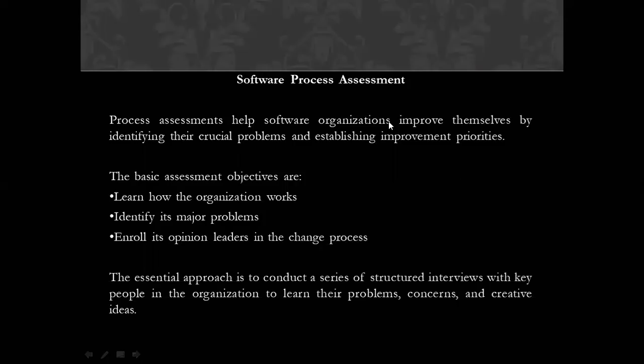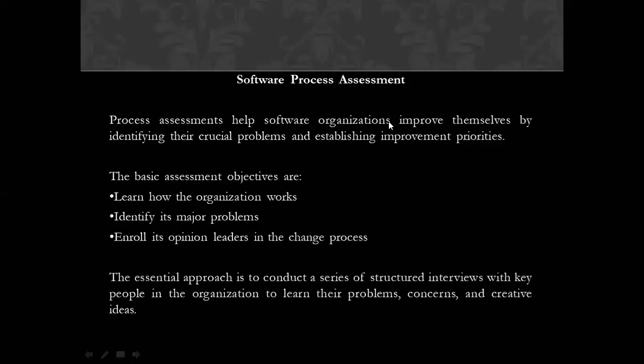So those kind of recommendations will be submitted to the local manager, and a local action team is then formed to plan and implement those recommendations for the improvement or optimization of the process of the organization, you can say.